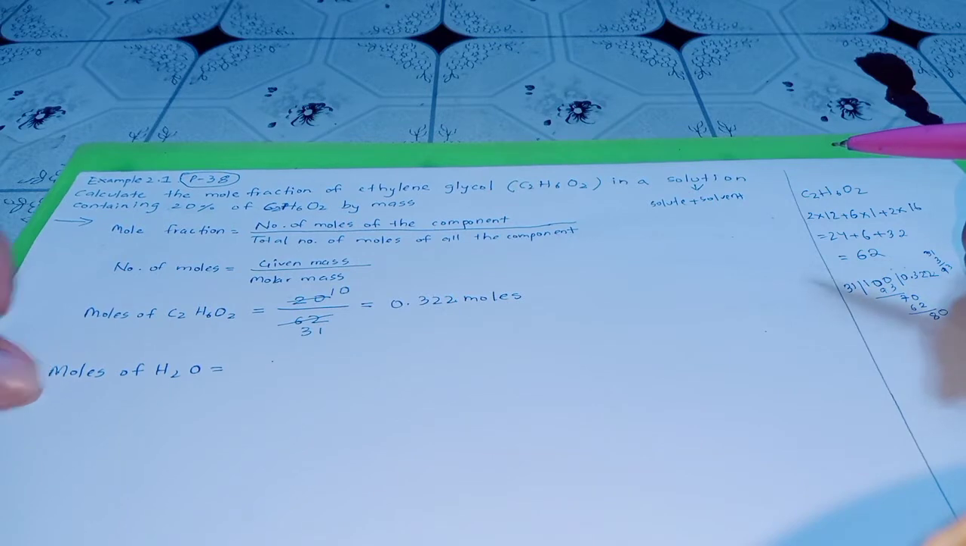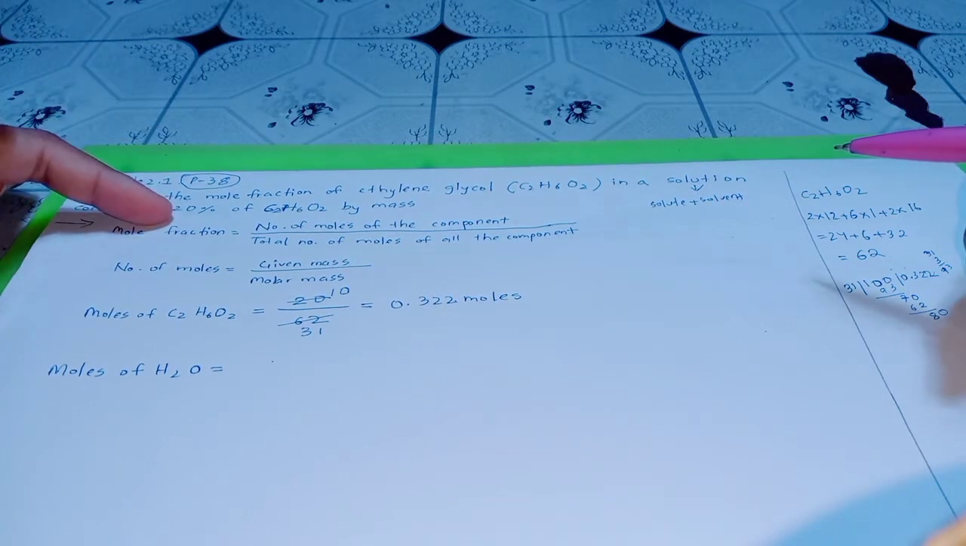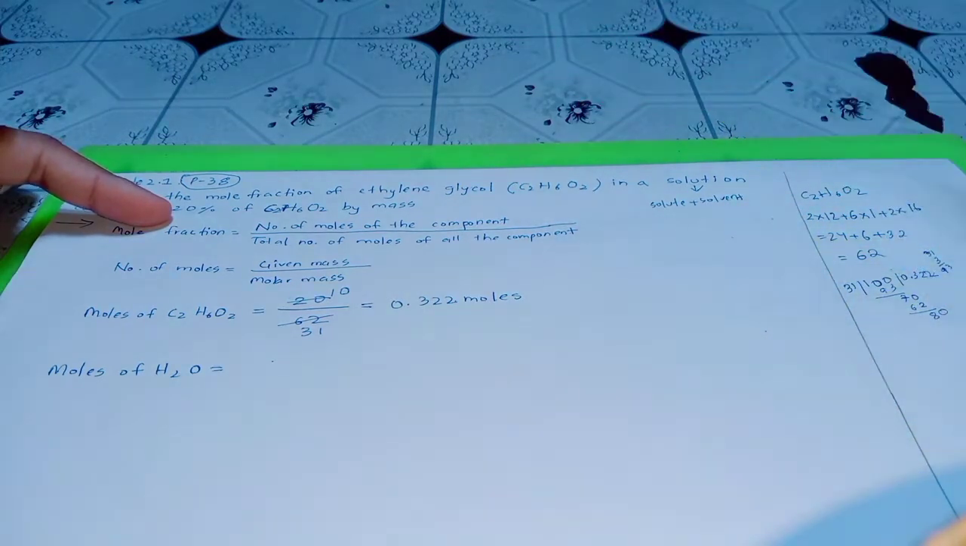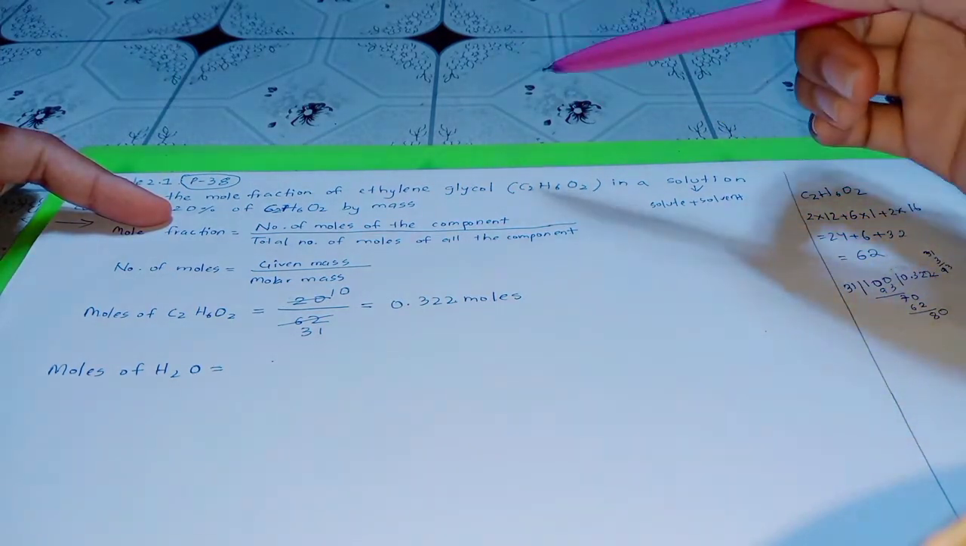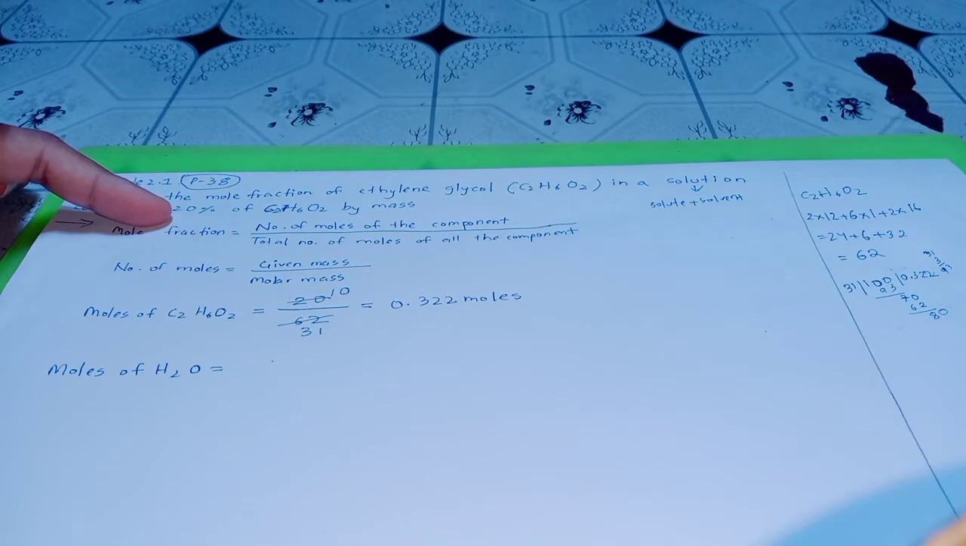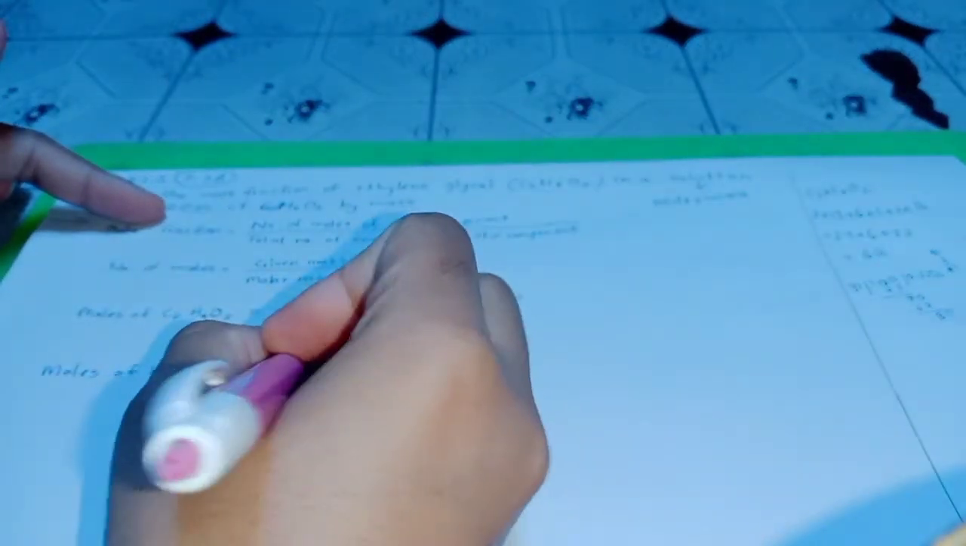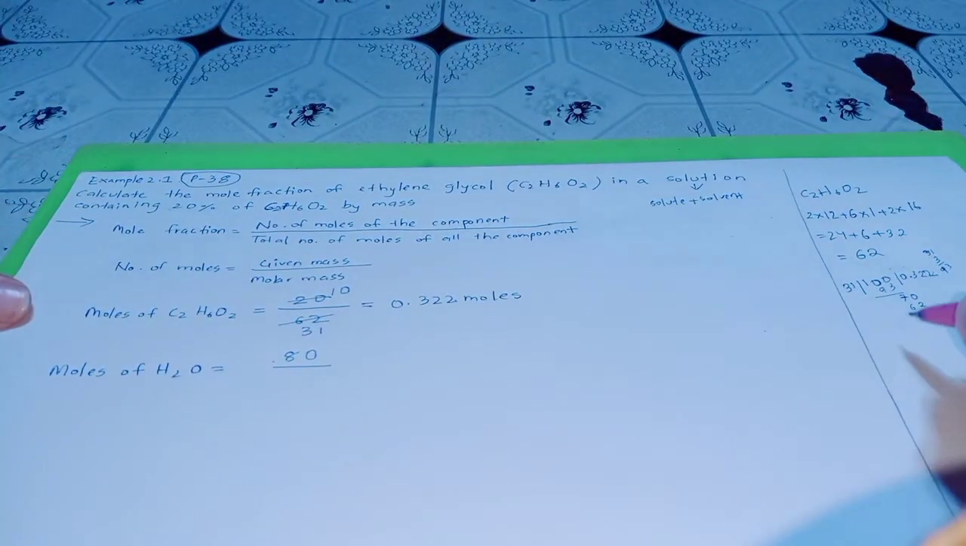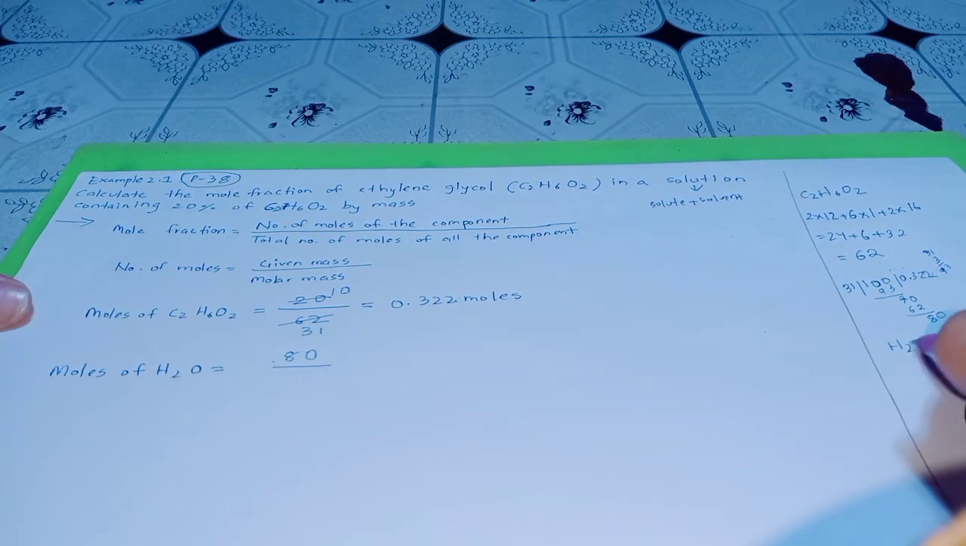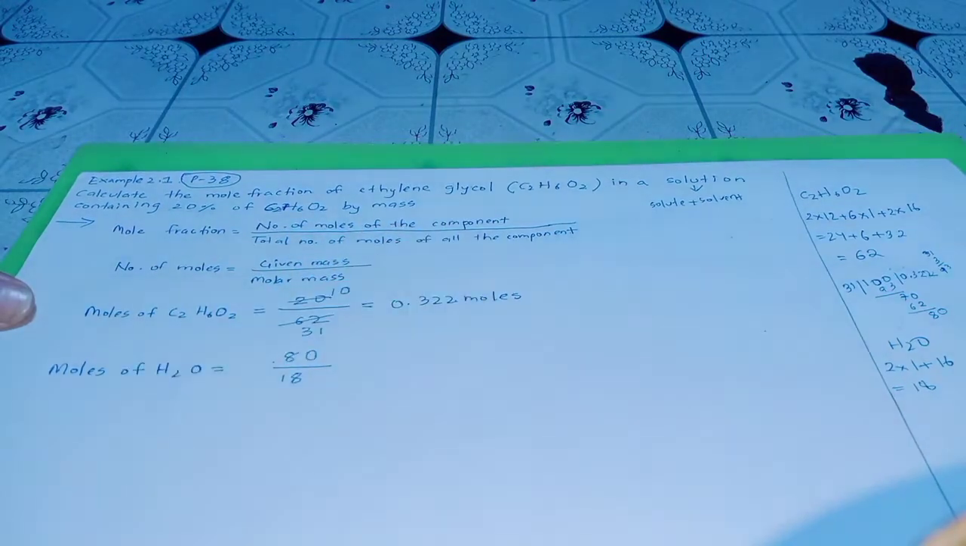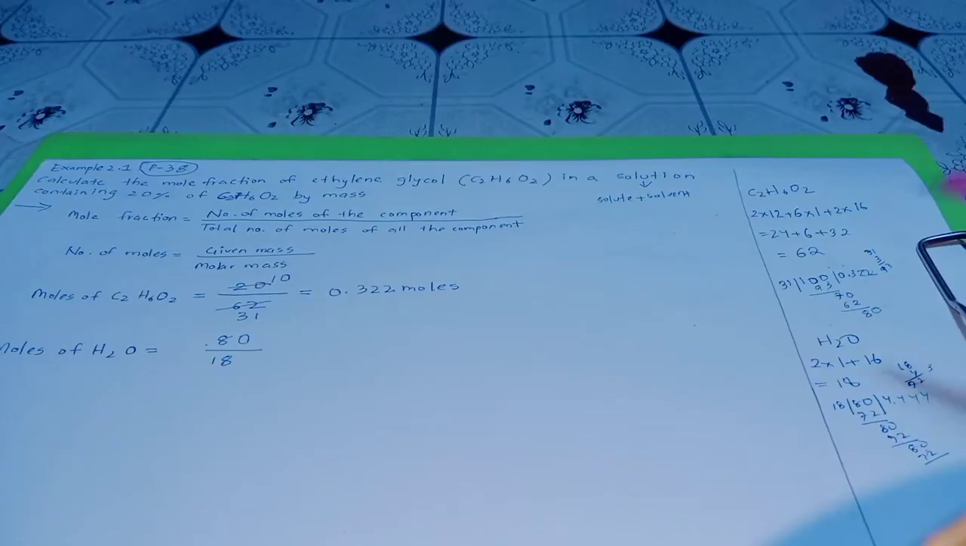What is the given mass? From the question we can see that ethylene glycol is 20%. So out of 100, if 20% is ethylene glycol, what will be the remaining? The remaining is 80, right? 100 minus 20 is 80, so the given mass of water would be 80. And what is the molecular mass of water? H2O: just do 2 into the atomic mass of hydrogen 1 plus the atomic mass of oxygen 16, and we get 18. So write 18 here and divide it. If you divide it, you will get 4.444.